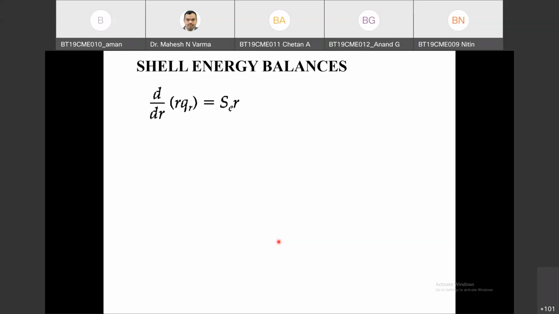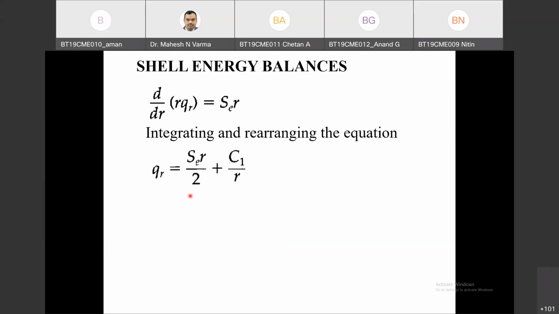After integrating this equation, what will you get, Anand? Integrating, r QR equals Se into r squared by 2 plus C1, a constant. Then you can shift the location and rearrange to get the form of QR. QR equals Se into r by 2 plus C1 by r. Very good. Integrating and rearranging the equation, you will get this equation.